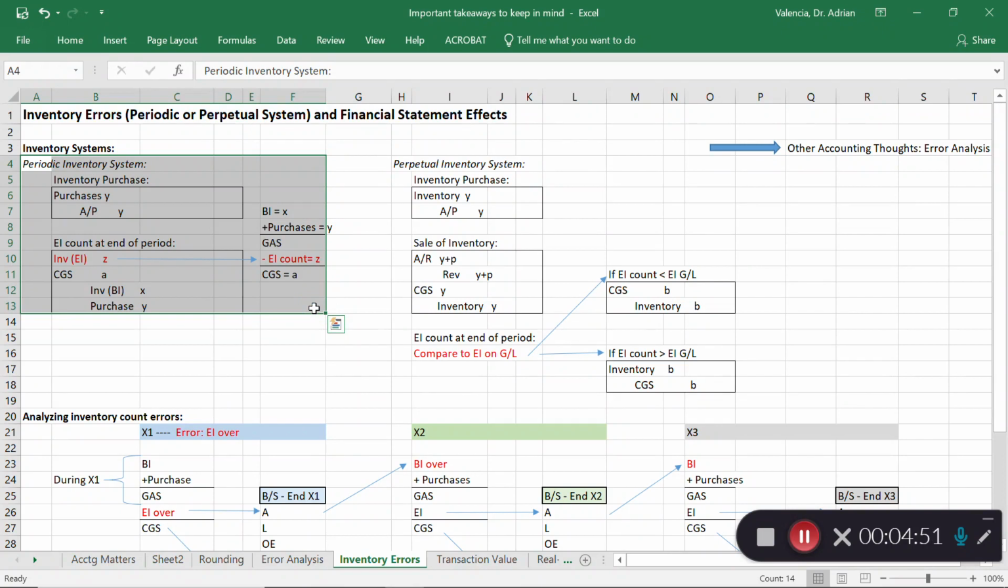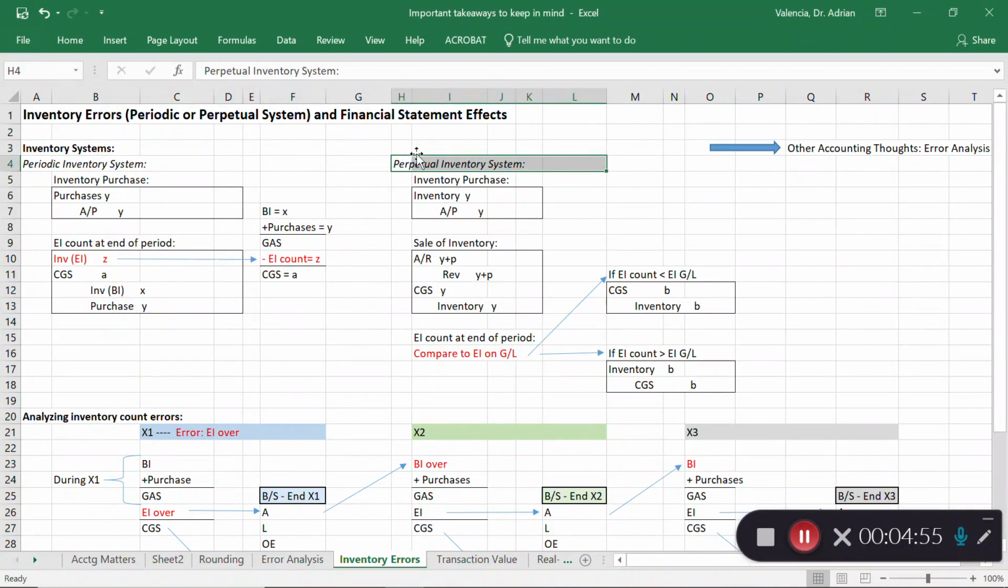Now, on the perpetual inventory system, the idea is that you're not waiting until the end of the period to account for sales in cost of goods sold. You're doing that as you go. So same thing with inventory purchases. When companies buy stuff, it's debit inventory now, because now we're going directly into the inventory account.